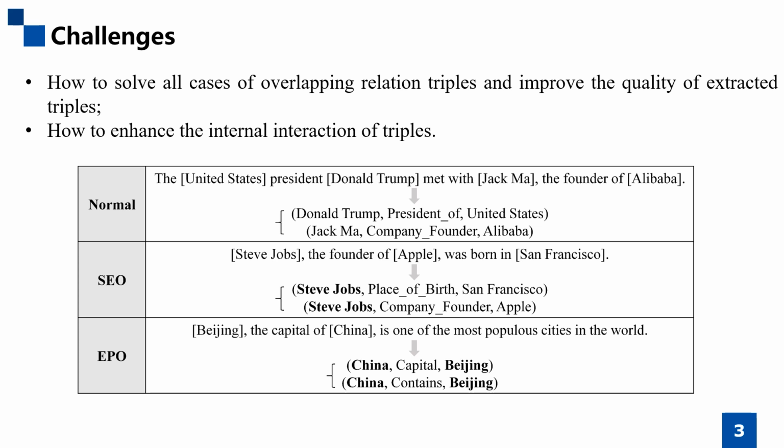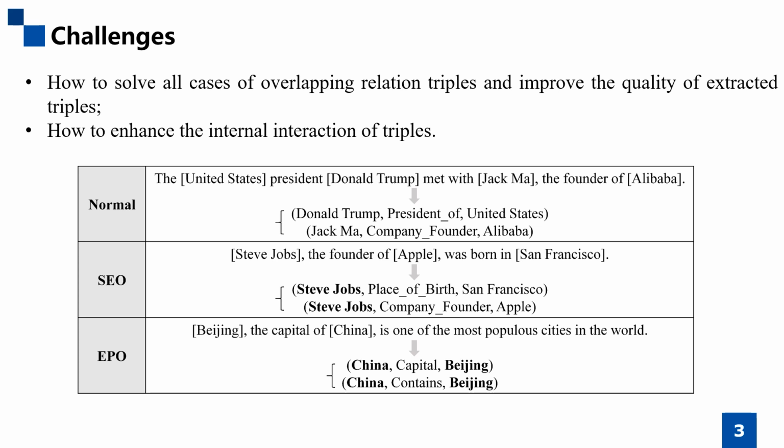Overlapping relational triples contain three cases: normal, single entity overlap and entity pair overlap. A sentence belongs to the normal class when all of its triples have no overlapping entities. A sentence belongs to the SEO class when some of its triples share a single entity, such as Steve Jobs. A sentence belongs to the EPO class when some of its triples have an overlapping entity pair, such as China and Beijing.